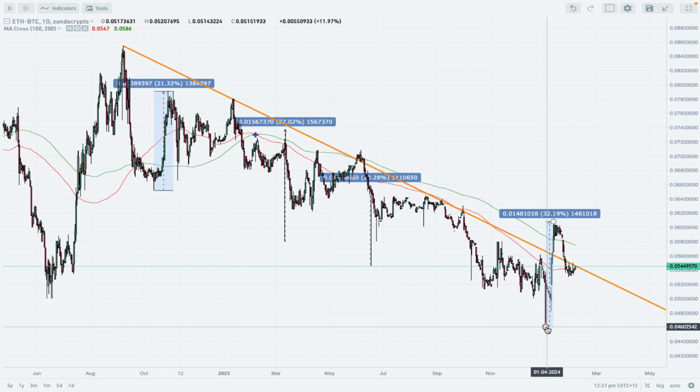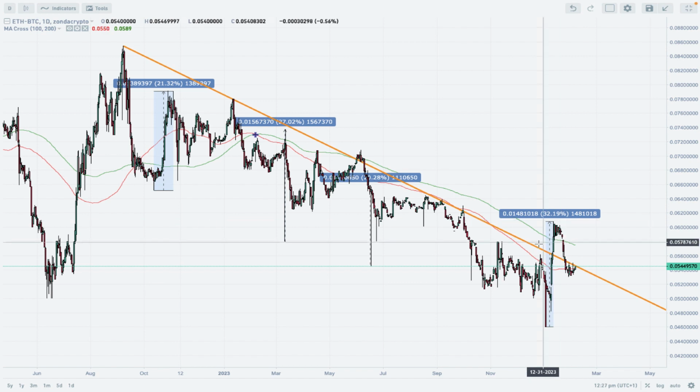The swing low was made at 0.046. There you go. And then we got another bounce to the upside, 32%. Now, why this last one is particularly interesting is because it is the biggest one in the series of the bounces to the upside during this down move here. All right, so it's 32%.